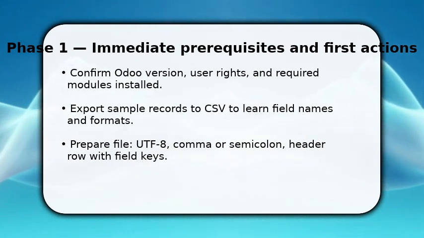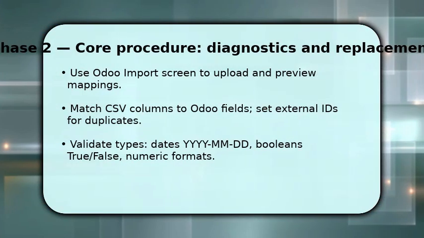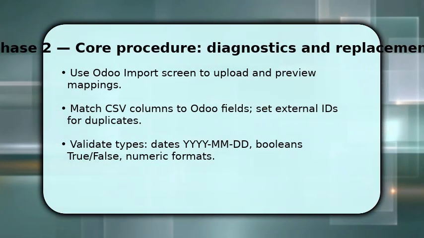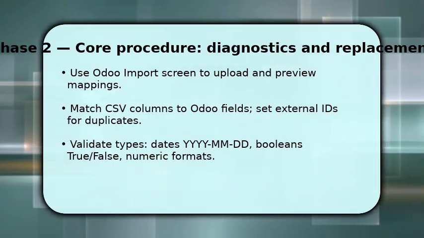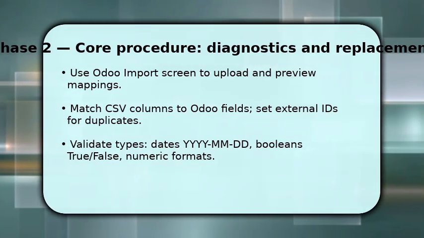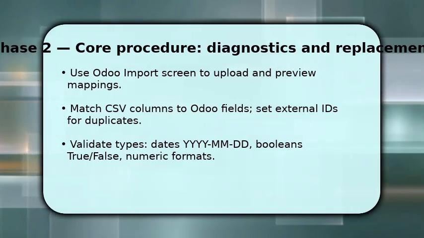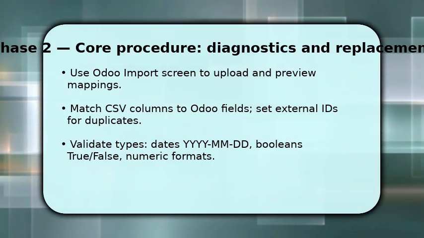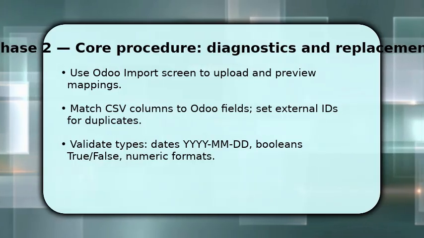You now upload the CSV into Odoo's import interface and inspect the preview. This is where mapping matters. Drag or select each CSV column to the exact Odoo field and assign external ID when updating existing records so the system knows to match instead of duplicate.